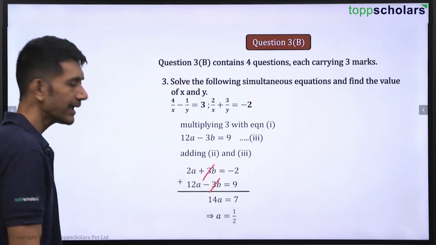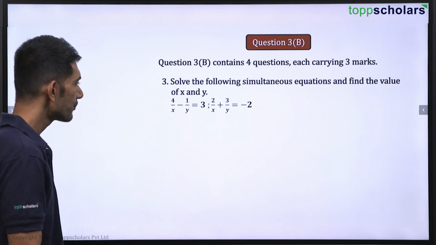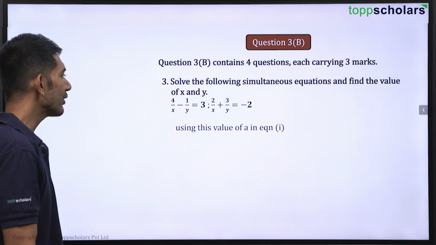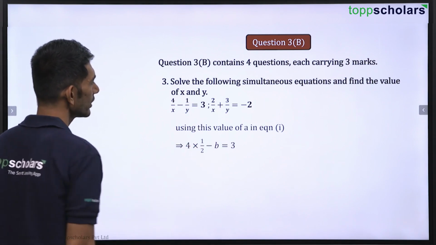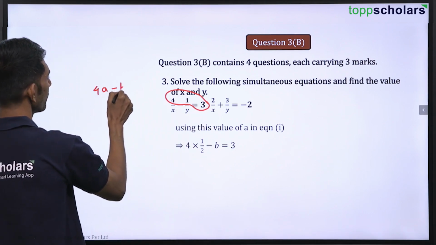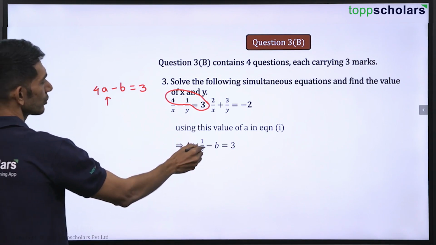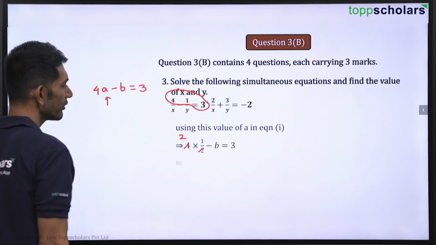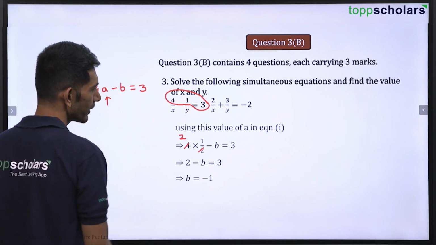So what will be a? a will be equal to 7/14. 7/14 is 1/2. Now you put the value of a in equation 1. So equation 1 was 4a − b = 3, right? This was the equation. 4a − b = 3. So a is what? a is 1/2. So this becomes 2 − b = 3. So b = 2 − 3. b = −1.